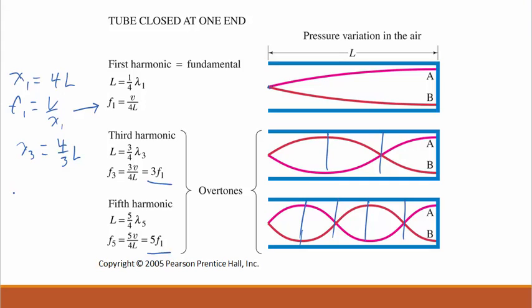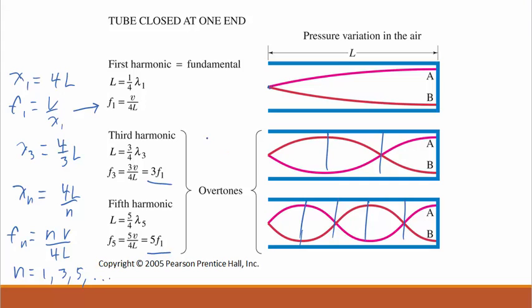So our equations are a little bit different. The wavelength for any harmonic is going to be 4L over n instead of 2L over n. The frequency of any harmonic is going to be nv over 4L instead of 2L, and our n values are going to be every other positive integer. So just the odds now.